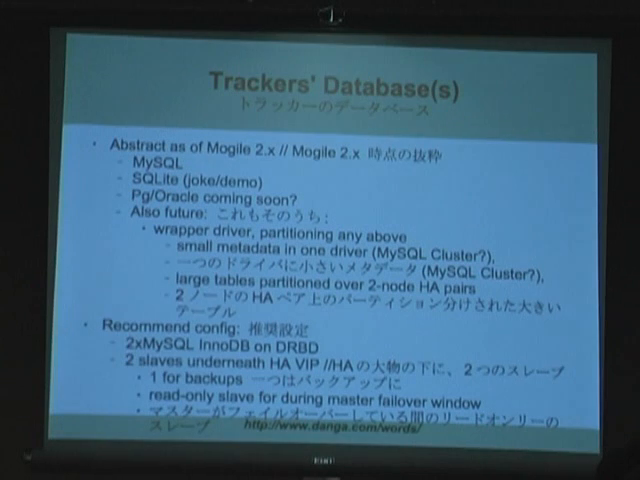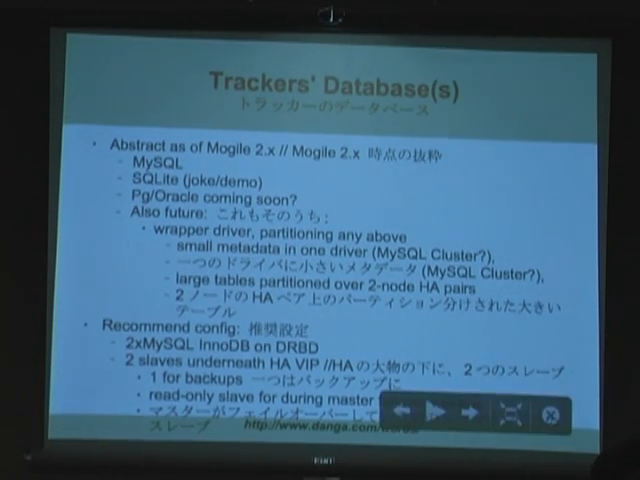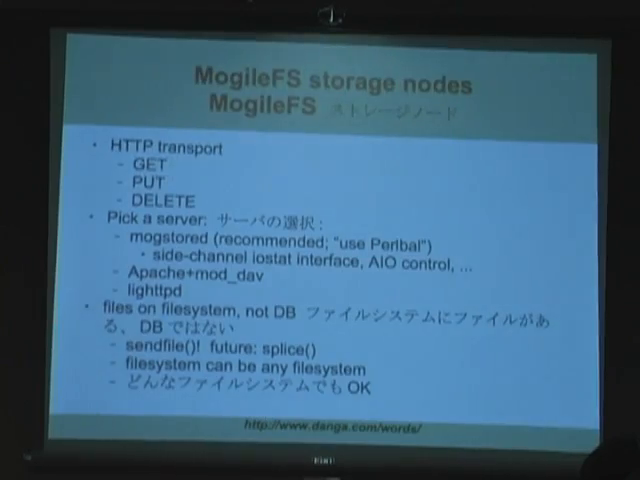And so the recommended config is you just have 2 MySQL machines as your master, InnoDB on DRBD. Then you have 2 slaves underneath, one for backups, so you don't have to take down anything while you do snapshots. And then you have a read-only slave so that if there's a failover event between the 2 machines on top, at least you have read-only traffic during that 10 or 15 second window. So that's kind of the recommended config.